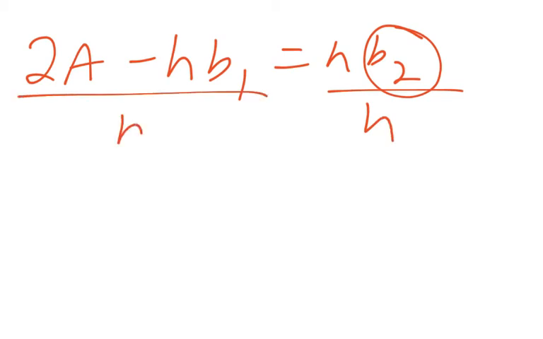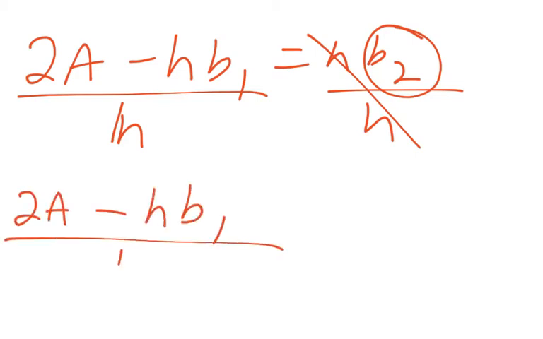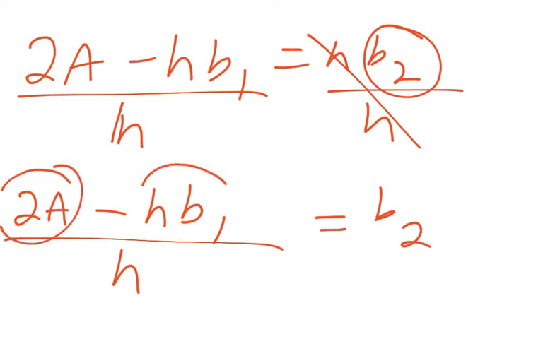Now I know there's a lot going on here, but just take your time. So we do have the answer. We could write it as 2a minus h b sub 1, divided by h, equals b sub 2. So that is an acceptable final answer. Now because one of these terms in the numerator has an h in it, if you wanted to, you could take it a step further and divide each of them by h.